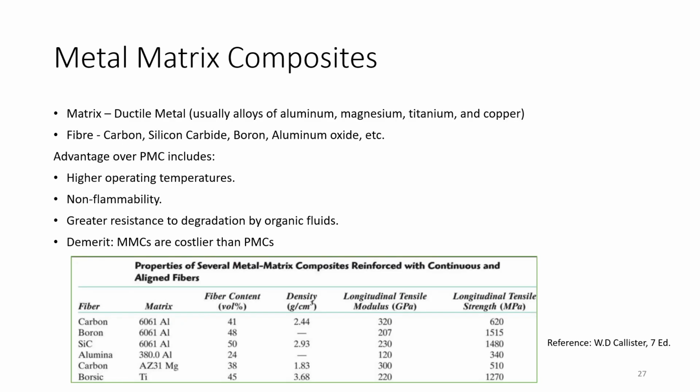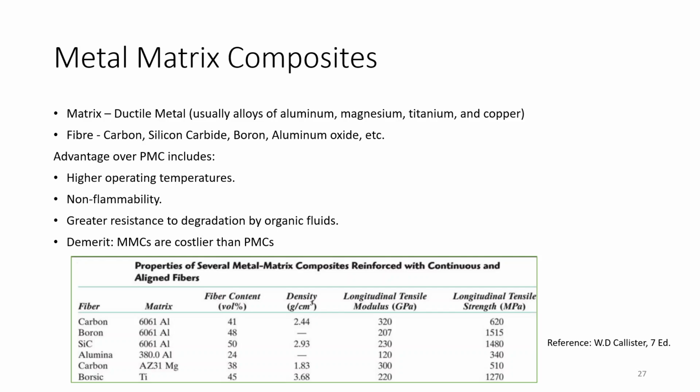Next we went through metal matrix composites. In this case, the matrix is a ductile metal, which is usually alloys of aluminum, magnesium, titanium, and copper. All are ductile metals. Fibers can be made of carbon, silicon carbide, boron, aluminum oxide, etc.